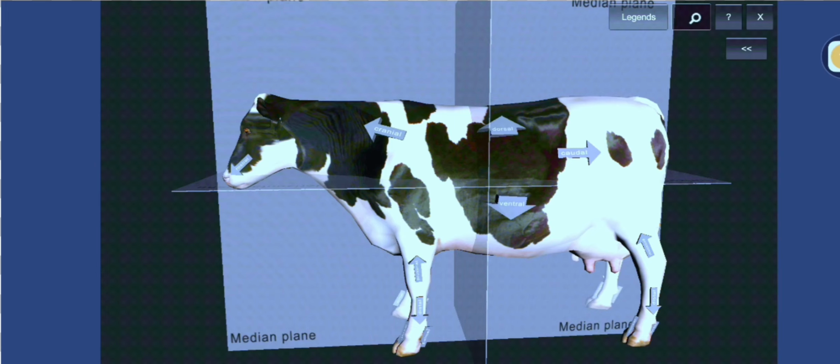We are going to scientific terminology. Head means cranial. Cranial means head side, and caudal means nothing but tail. Caudal means tail side. Starting from the head, that is the cranial side. From the middle of the body, that means from this transverse plane, toward the tail, that is the caudal side.